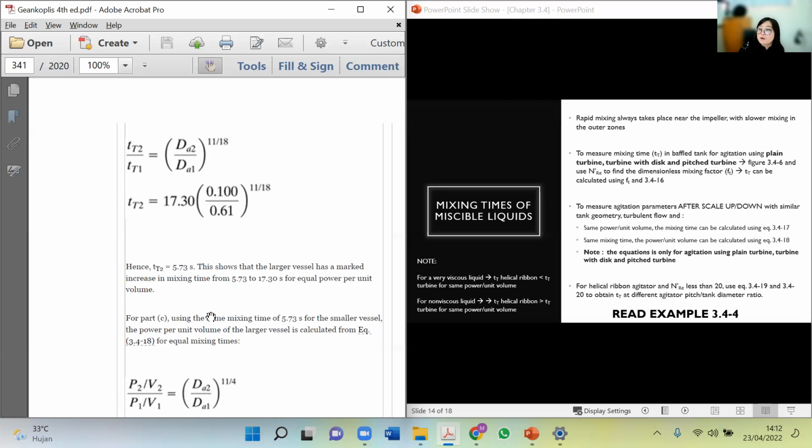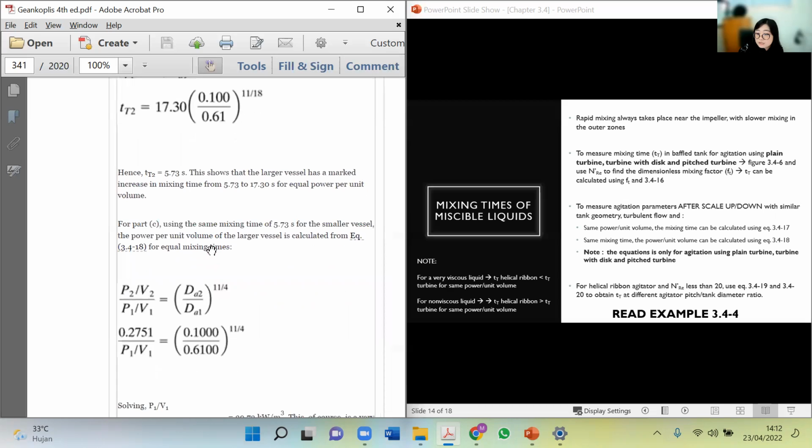Now we move to the third part, part C, using the same mixing time as the smaller vessel, so it's 5.73. We are asked to calculate the new power per unit volume ratio. Again, it is scaled up back to the original one, of course with similar geometry.